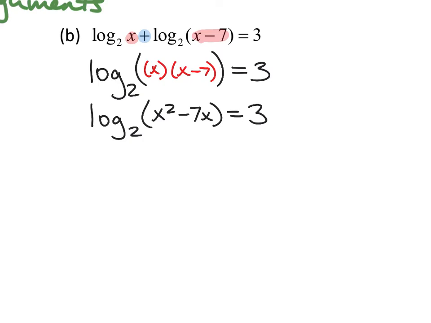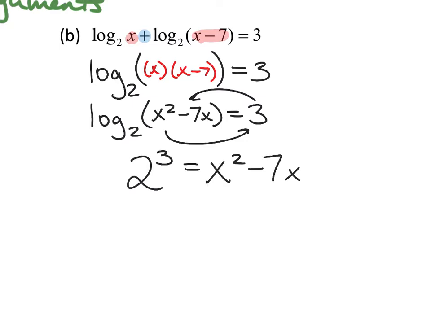At this point, now that I have a single log, I'm going to use the log loop. The log loop tells me that I'm going to have the same base of 2 raised to the third power equal to x squared minus 7x. Well, 2 cubed, that's 8. So really, this is 8 equal to x squared minus 7x. And hopefully your spidey senses are tingling and saying, well, that's a quadratic, so let me set it equal to 0.